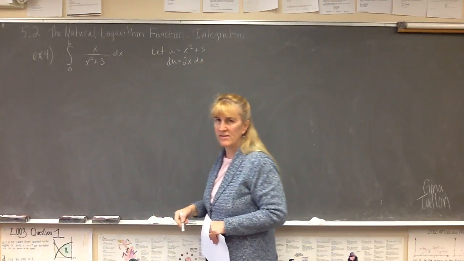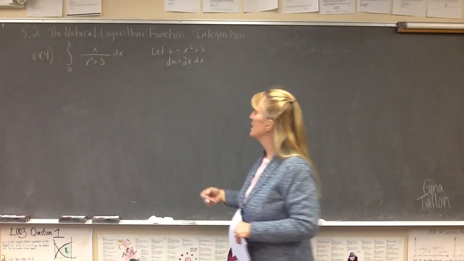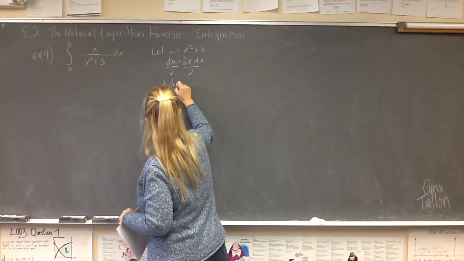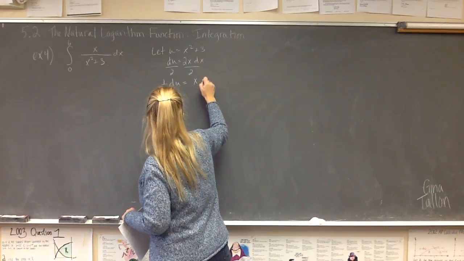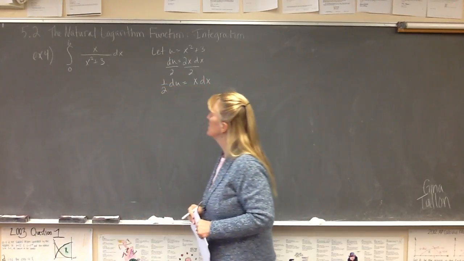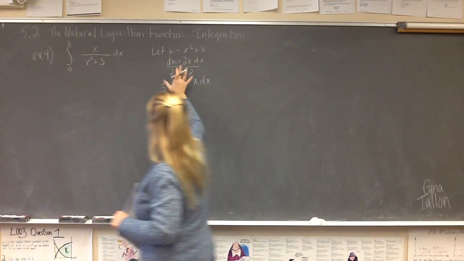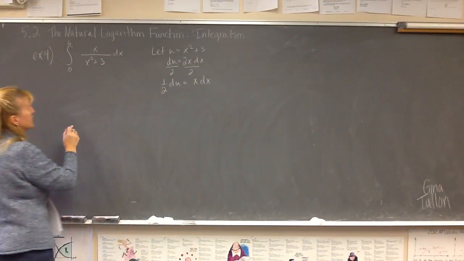Well, I don't have a 2x dx, I only have an x dx, so I'm going to get rid of this 2. Simply dividing both sides of the equation by 2, I get 1/2 du is equal to x dx. And that's all well and good. I can go ahead and substitute my u information back into my integral.